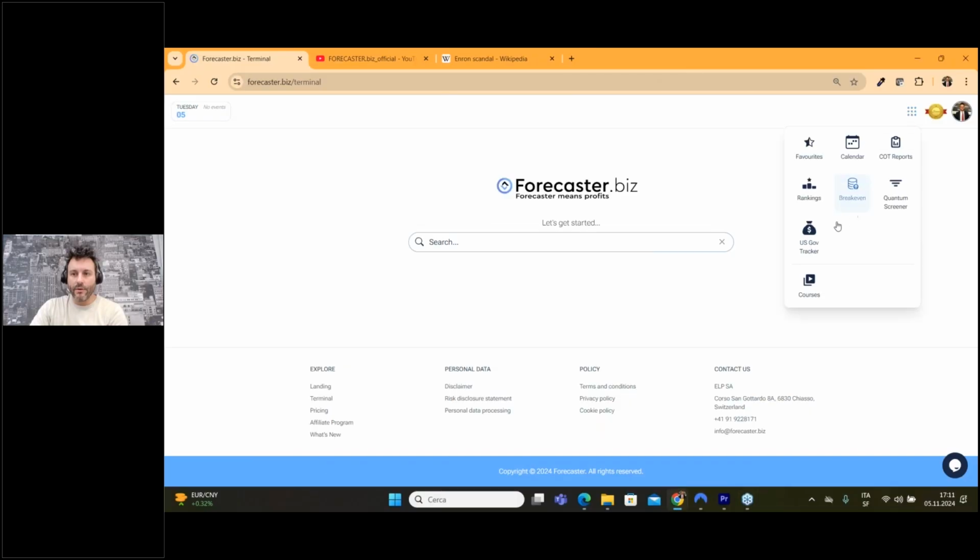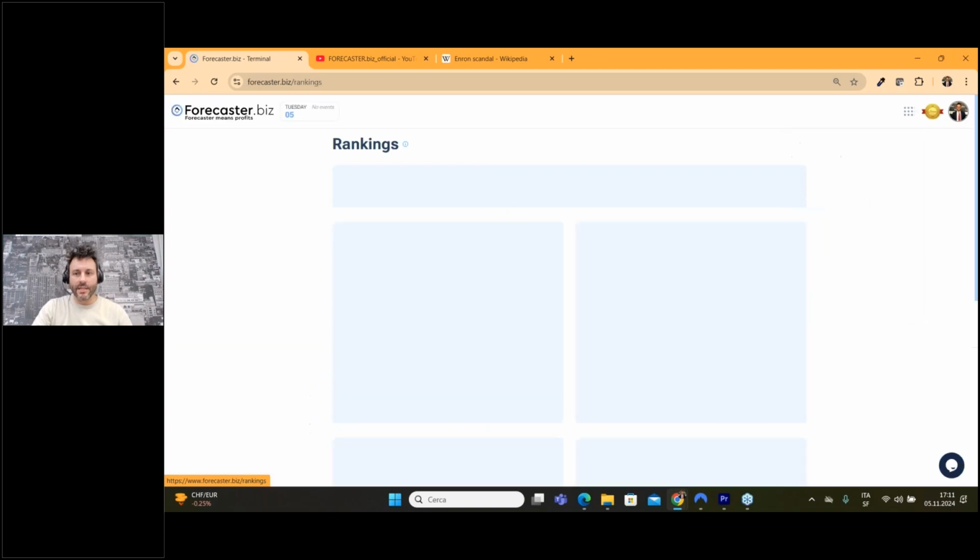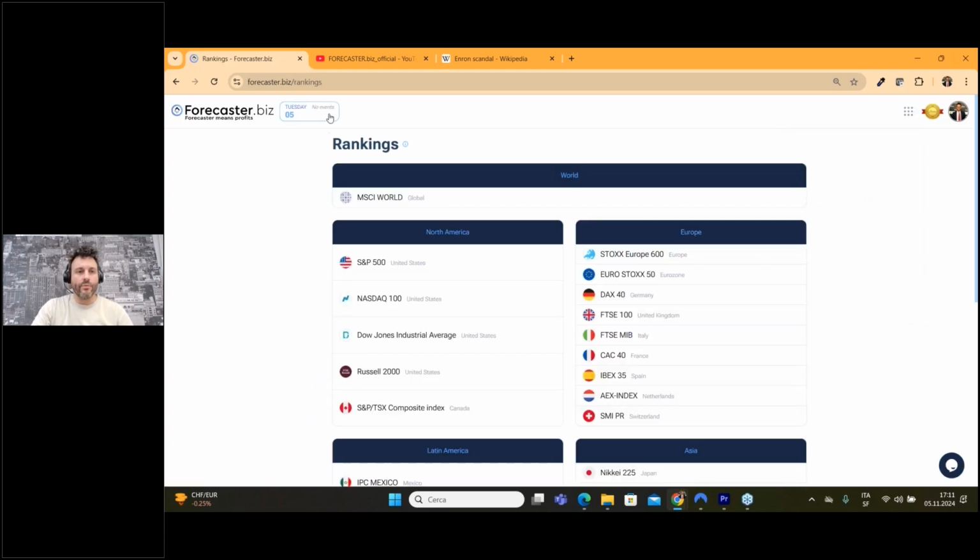So first of all, we have to search for investing opportunities. We have to search for companies with high value in the fundamentals, in a situation where the stock is undervalued. How can we do it? Very simple. We can go to the ranking section in Forecaster Terminal, where we can find all the indexes all across the globe.